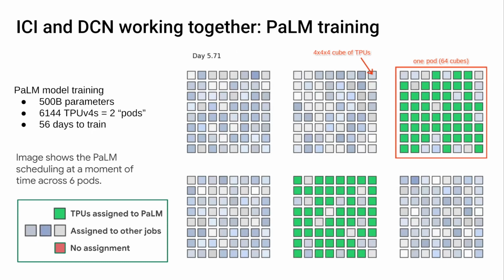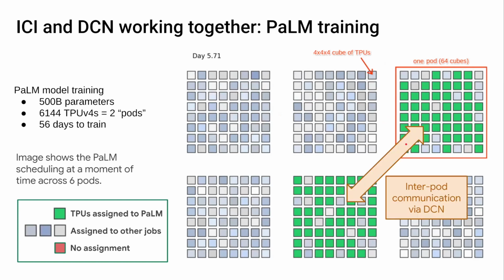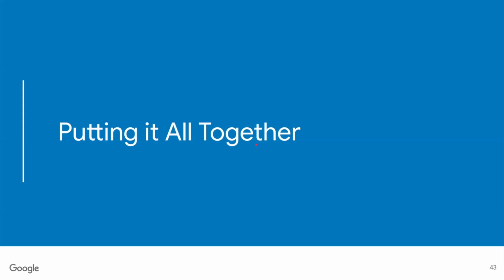This is an example of ICI and data center network working together. So here are a bunch of different sets of 4x4x4 cubes, and we want to train Palm 540B or 500B, which requires these green 4x4x4 cubes to train. We can use the optical compute network to select a number of cubes from our data center, connect them together, and go off and train Palm.